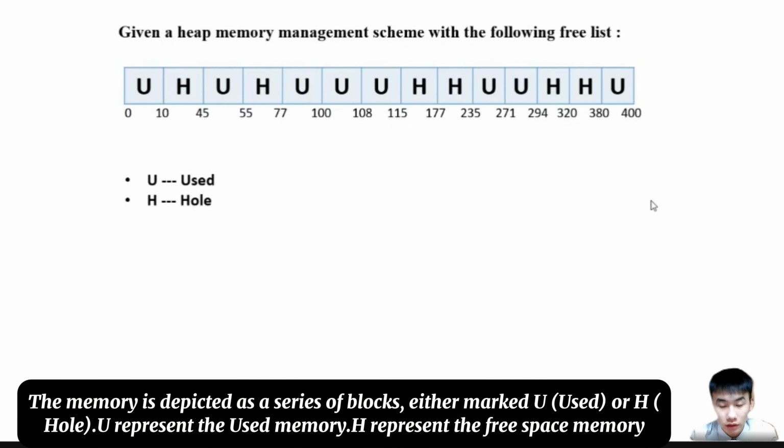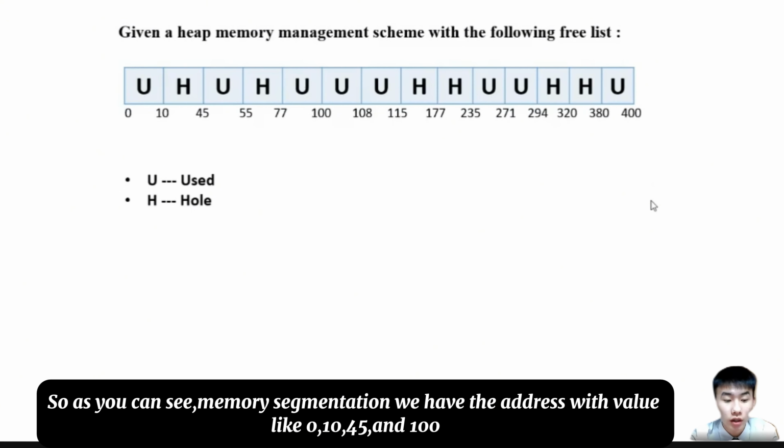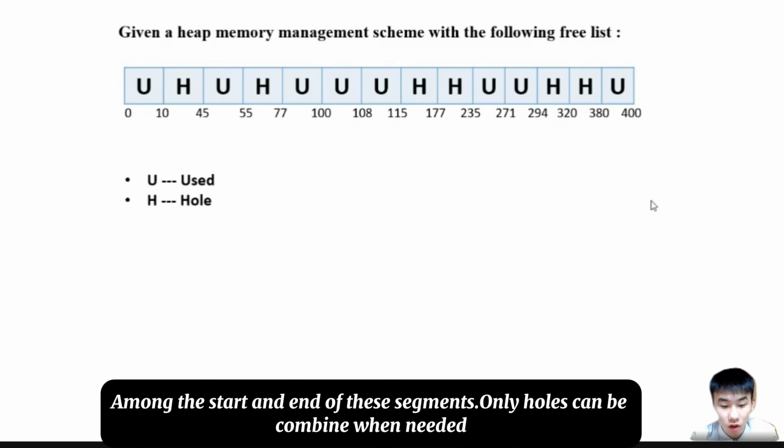The memory is defined as a series of blocks, either marked U for user or hash for hole. U represents the user's memory, hash represents the free space in memory. So as you can see in the memory segmentation, we have address values like 0, 10, 45, and 100, which mark the start and end of each segment.